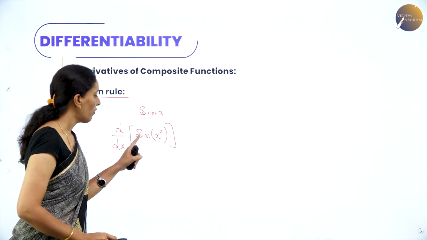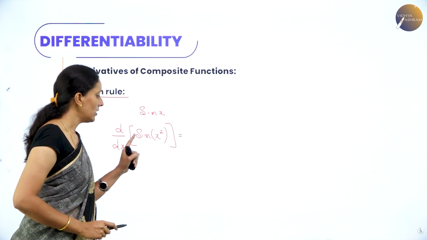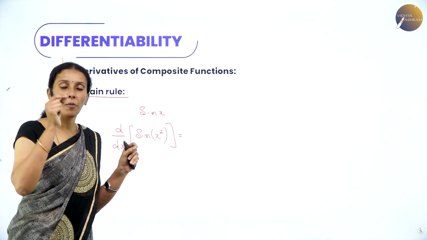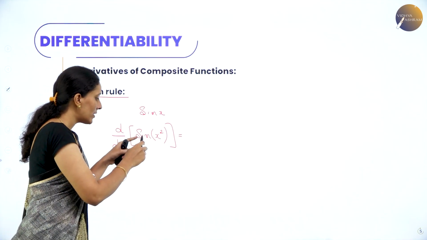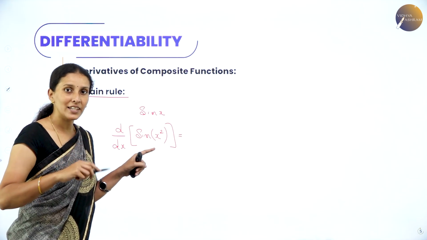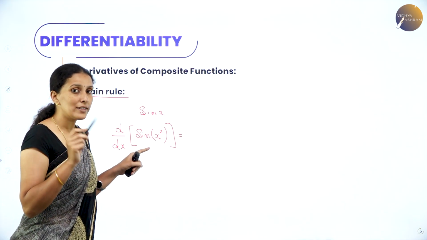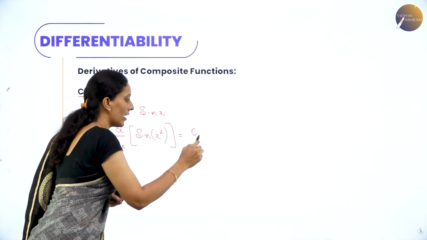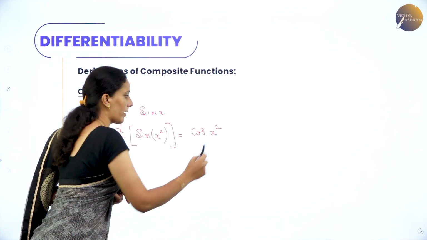First, derive the function which is outside here. Take the other function in the form of x only. Since you have sin x square here, consider it as sin x only. What is the derivative of sin x? It is cos x. So write here cos x square.